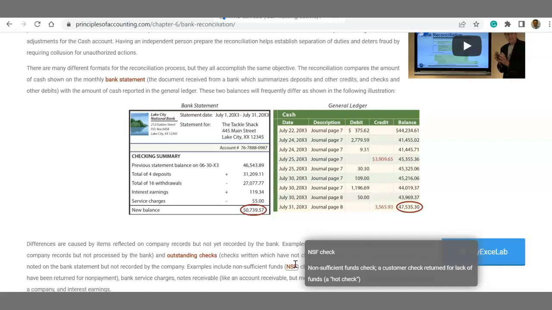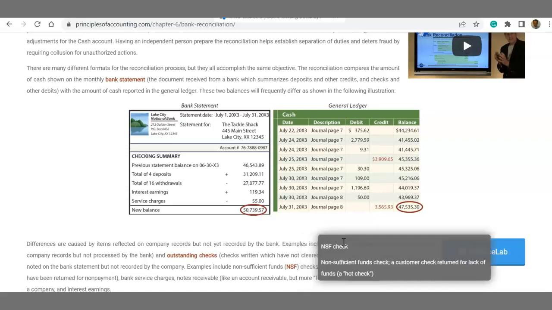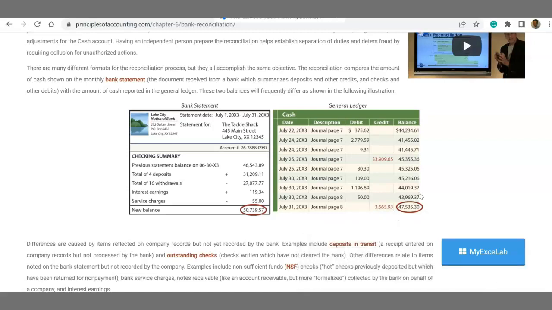So that NSF check is bad news for you, and you need to take it out of your cash balance, and that means credit cash and debit accounts receivable for the person who gave you the bad check. So the accounts receivable goes up again.